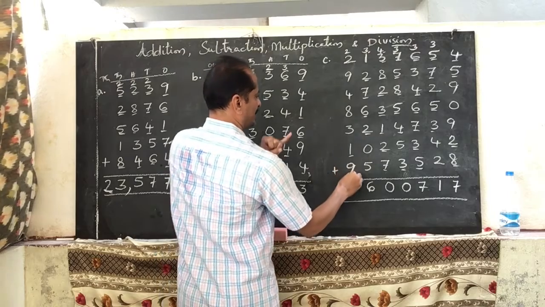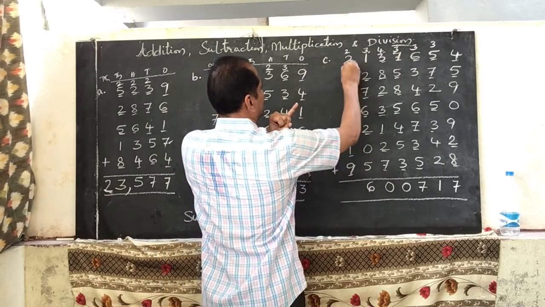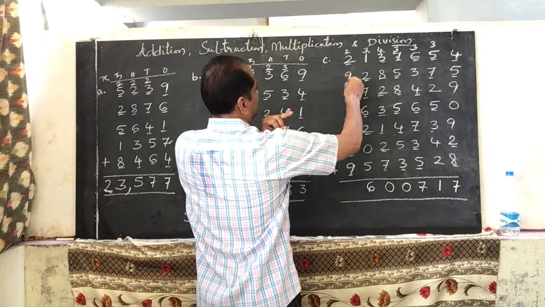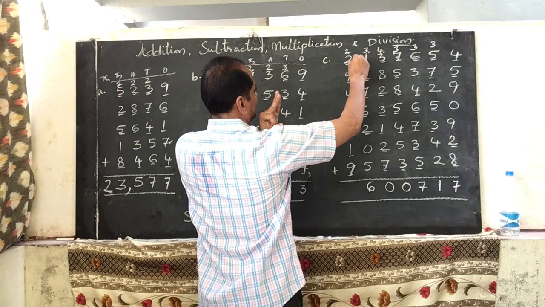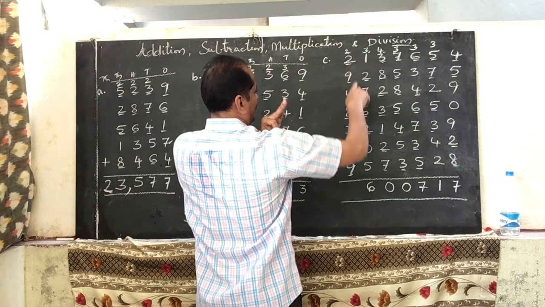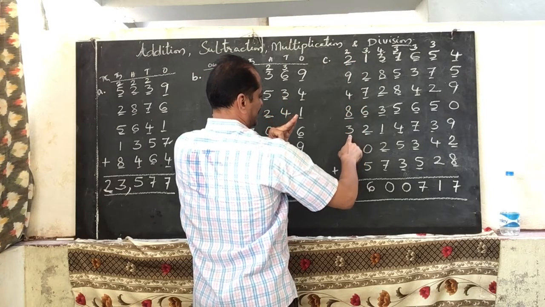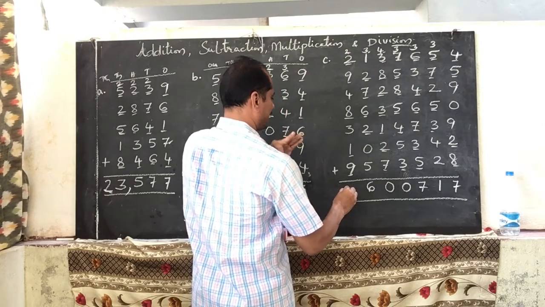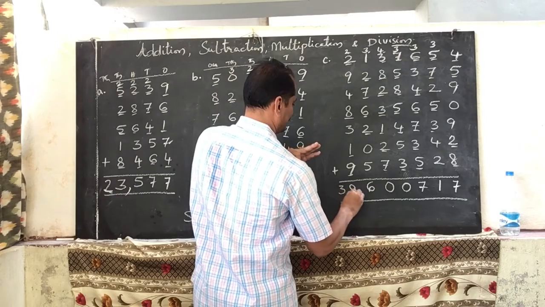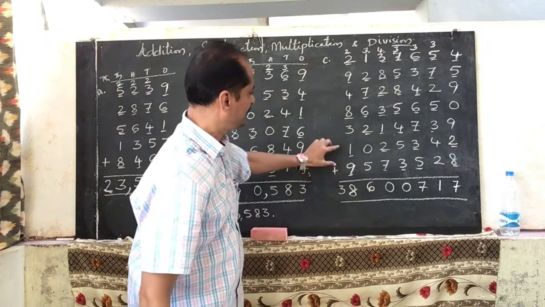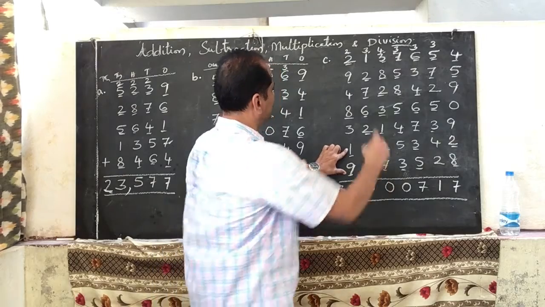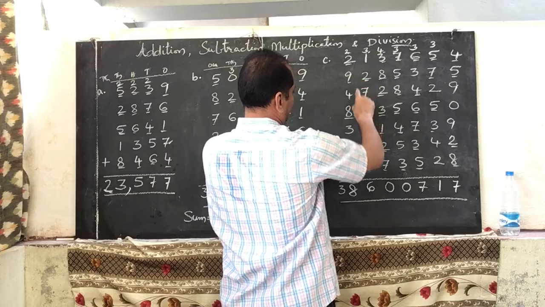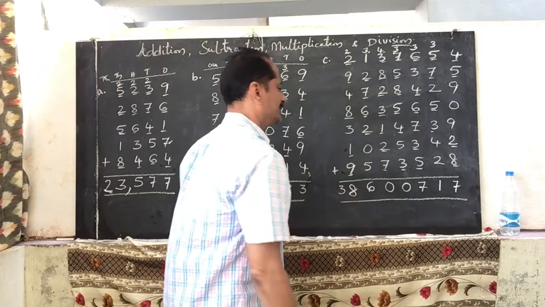Now add all this. 9 plus 1, 10. 8 plus 2, another 10. Again, this 9 plus 1, 3 tens, and 1 is left over. 1 plus 4, 5 plus 3, 8. So 30 plus 8, 38. 40. Now once again check. 9 plus 1, 10. 20, 2 tens. 35 plus 3, 38. So this is the sum.